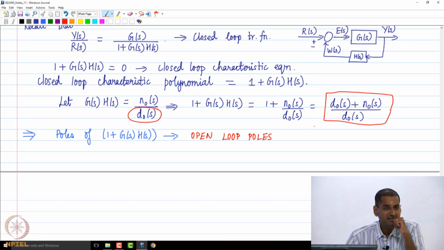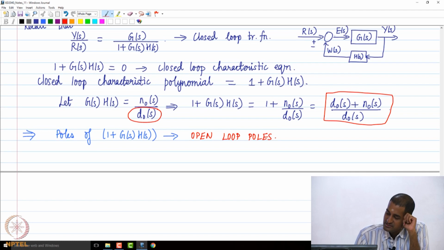Are these known in general? By and large they are under our control, because what do the open loop poles constitute? They constitute the plant poles, controller transfer function poles and the feedback path transfer function poles. So in general at least we will be able to tune them, even if the controller contributes some open loop poles. So we know what these poles are. So what can you say about the zeros of 1 plus g of s h of s?